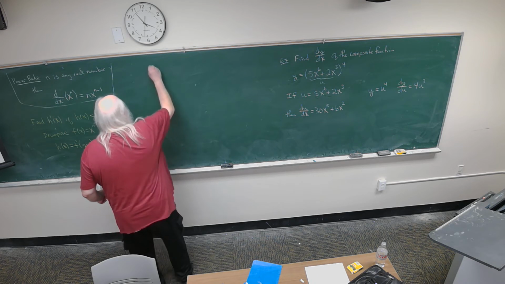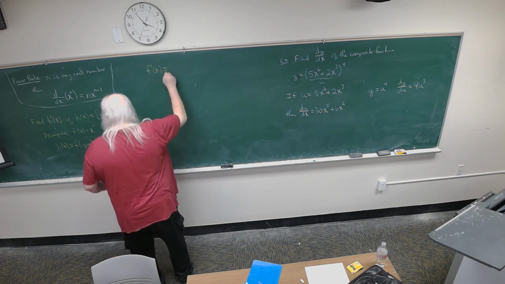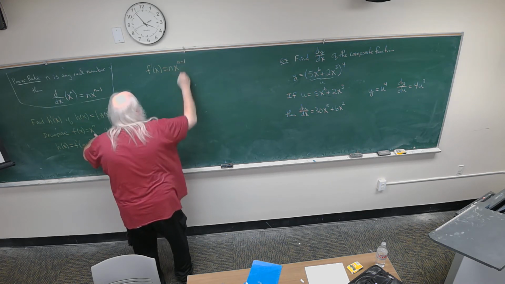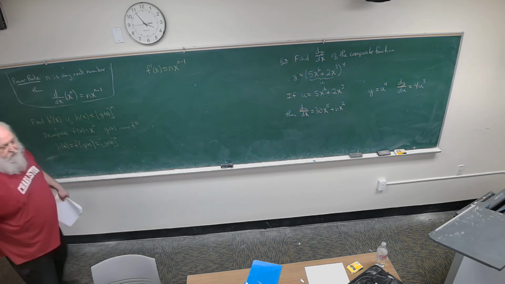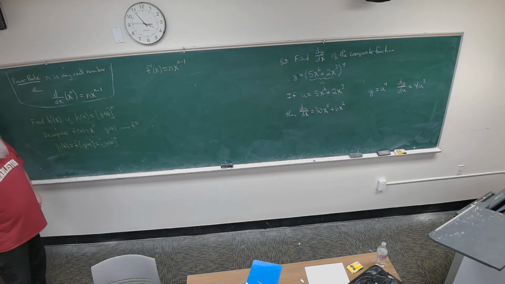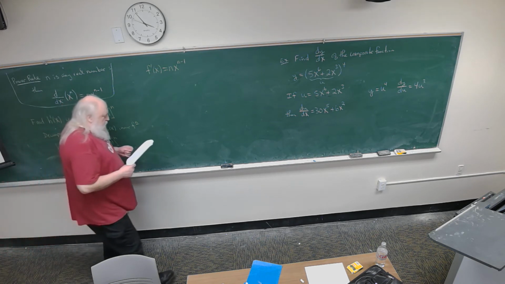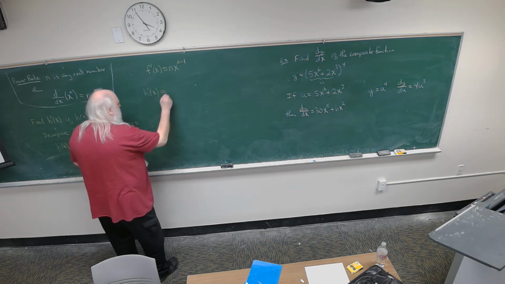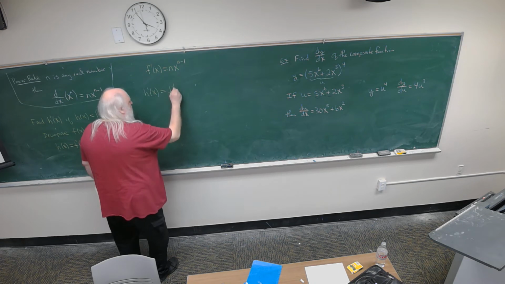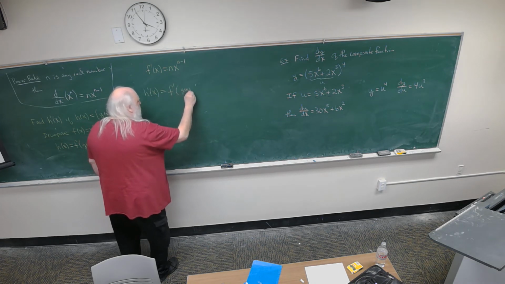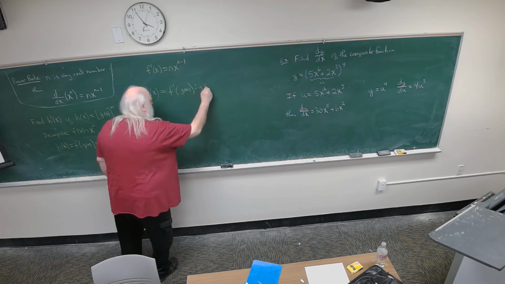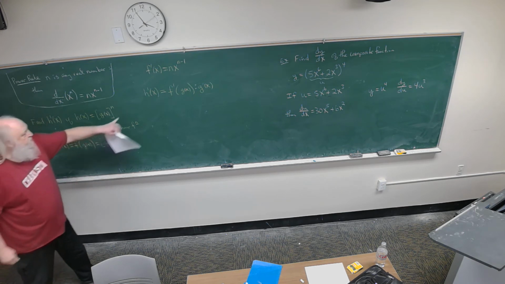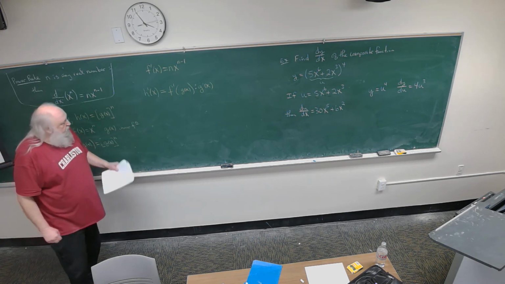Now, f of x is equal to x to the n, so by the power rule, f prime of x is equal to n times x to the n minus 1 power. Bring the n down front, subtract 1 from the exponent. So using prime notation, h prime of x is equal to f prime evaluated at g of x times g prime of x. That's the derivative of a composite function, known as the chain rule.